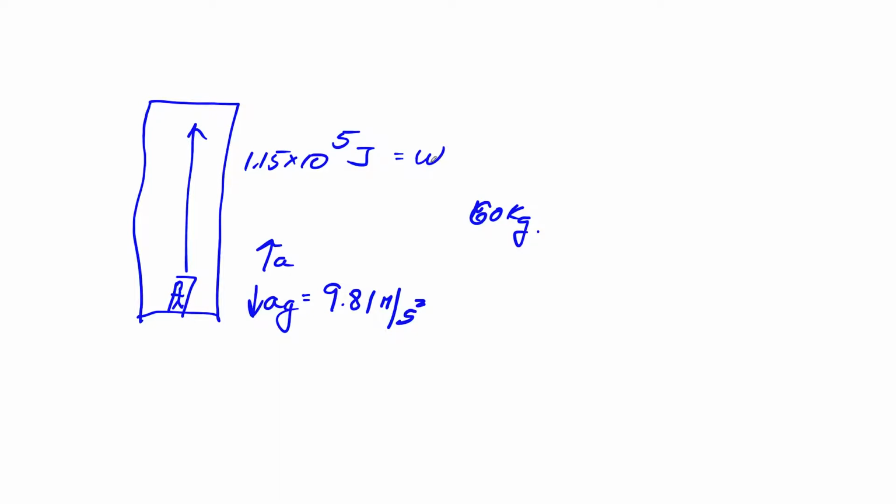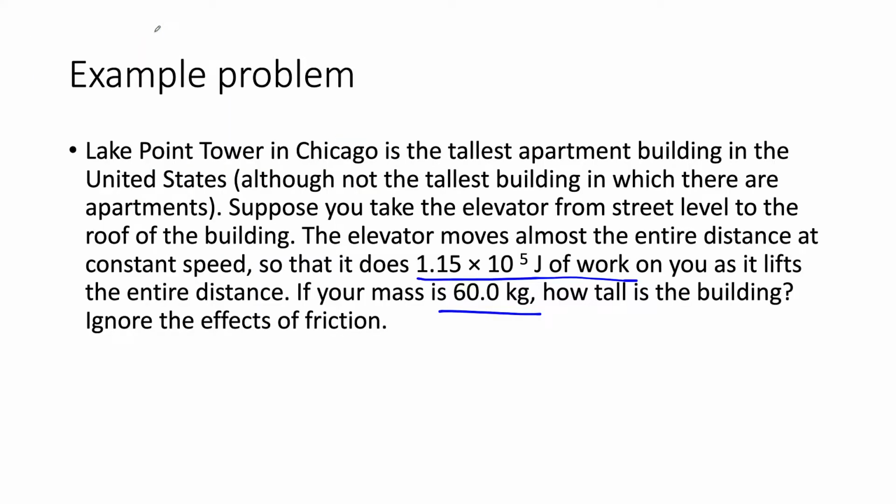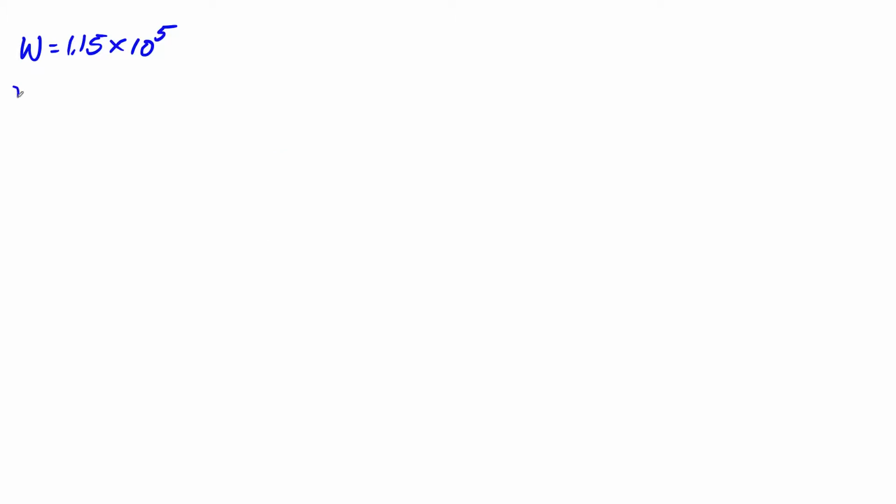So here's the drawing. Sometimes it's nice to do a drawing. I know a lot of people don't like to do drawings because they want to get this done as soon as possible. But if you're having trouble, just draw it out and figure out what is happening with all the forces. So we have work, 1.15 times 10 to the 5th. Let me double check that number. Yep. And the mass is 60 kilograms. No conversion here. And then we have the acceleration of gravity, 9.81 meters per second squared.